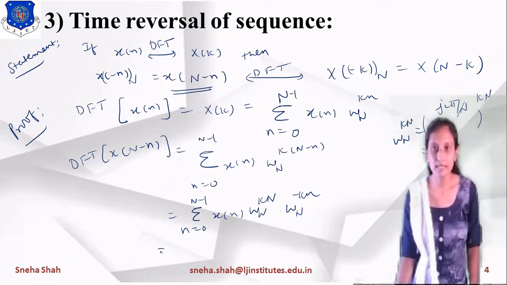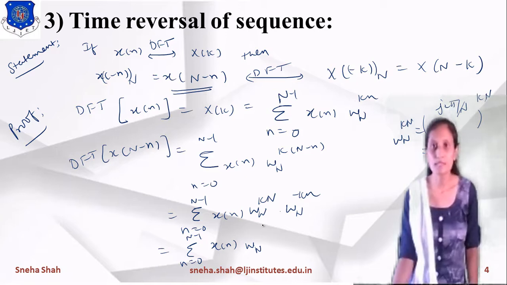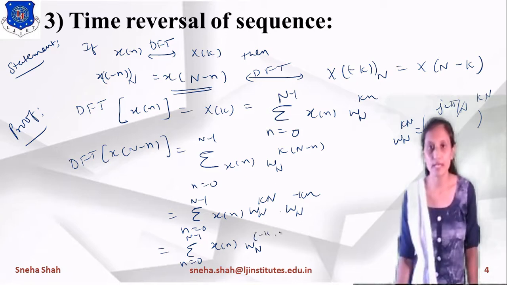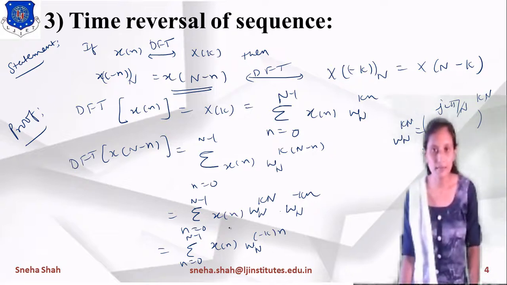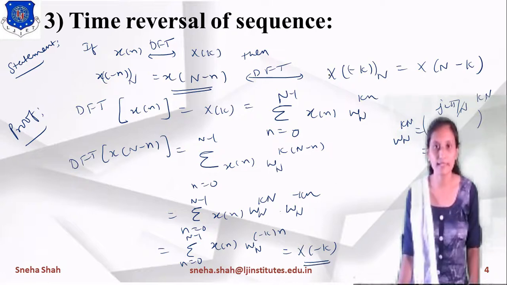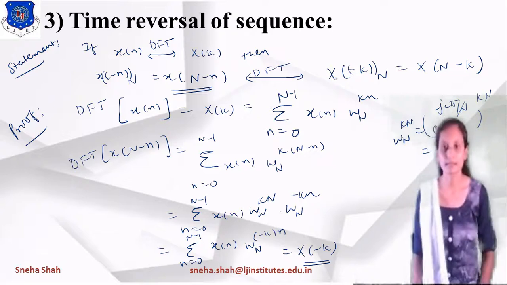So over here, if we put this value equal to 1, then what will be the value? Summation n equals 0 to n minus 1, x of n into 1, means x of n into wn raised to minus k. Now this term should be in the form of wn raised to kn, so I will write it like this, minus k into n. If I write k, then this term will be represented as x of k, right? Here we have minus k, so this term will be represented as x of minus k. So this way we can prove this time reversal property.